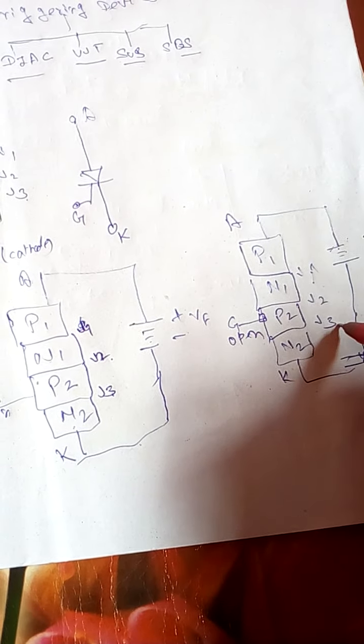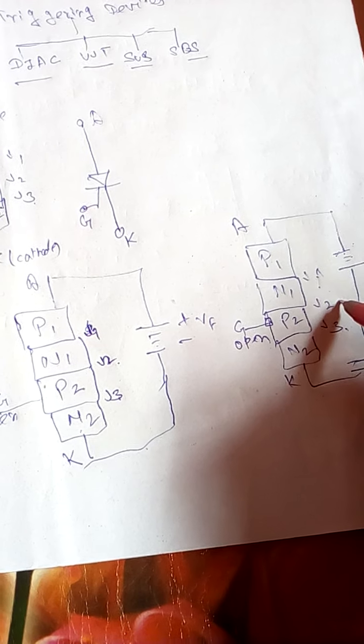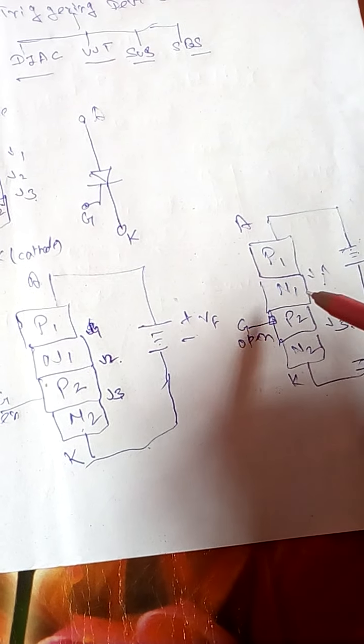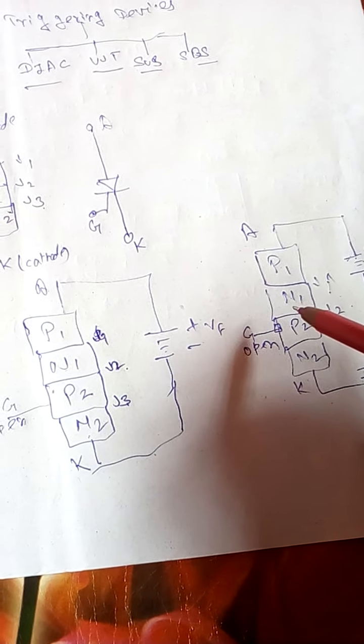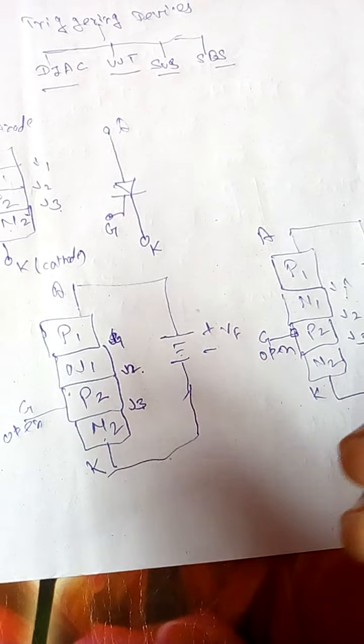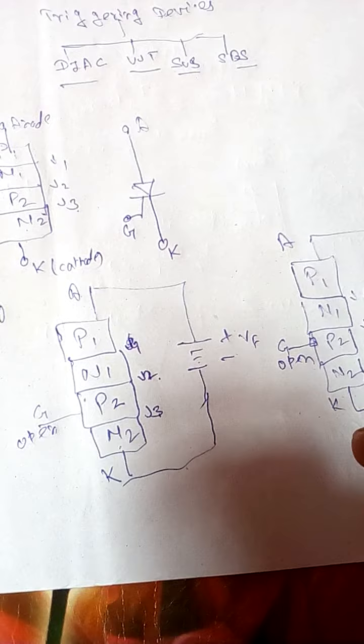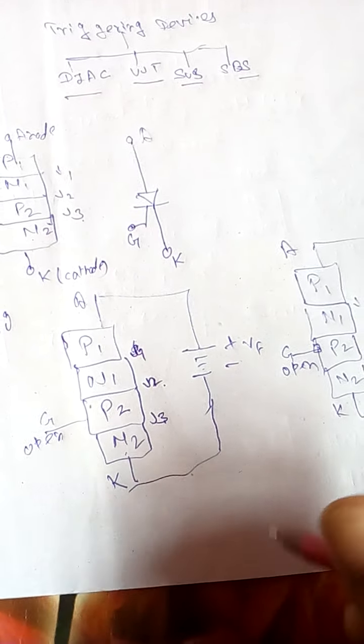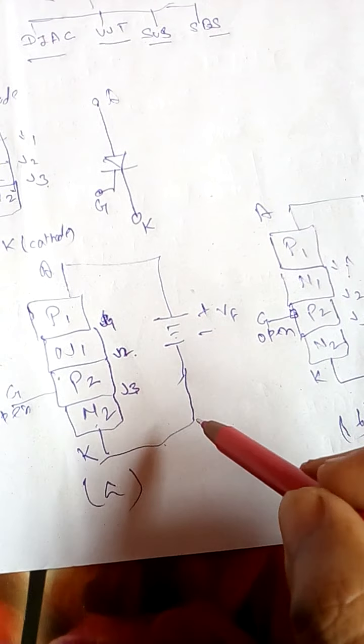In this mode, J1 and J3 are reverse biased and J2 is forward biased. Again, there is no flow of current, so the SCR is off, or in the non-conductive state. Then the SCR operation is explained using this figure A and this figure B.